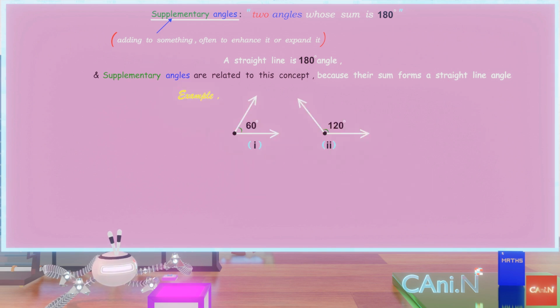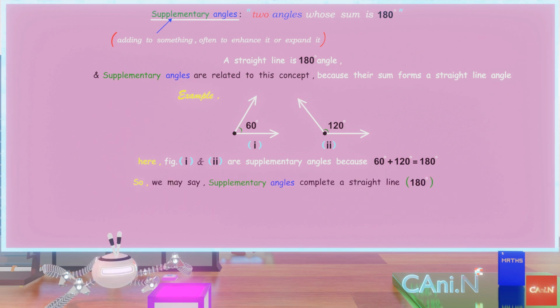Example. Here, figure 1 and 2 are supplementary angles because 60 degrees plus 120 degrees equals 180 degrees. So, we may say, supplementary angles complete a straight line.